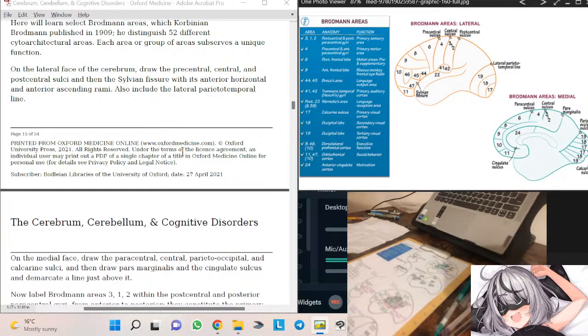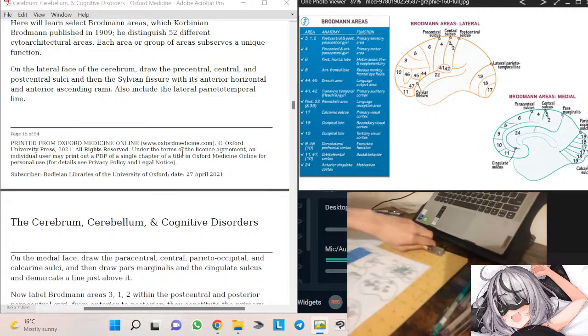On the lateral face of the cerebrum, draw the precentral, central, and postcentral sulci, and then the Sylvian fissure with its anterior horizontal and anterior ascending rami. Also include the lateral parieto-temporal line. On the medial face, draw the paracentral, central, parieto-occipital, and calcarine sulci, and then draw pars marginalis and the cingulate sulcus, and demarcate a line just above it.